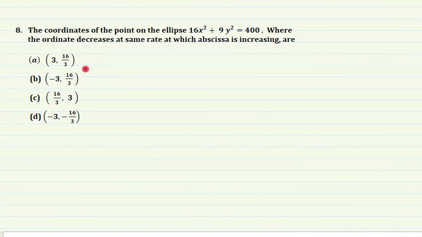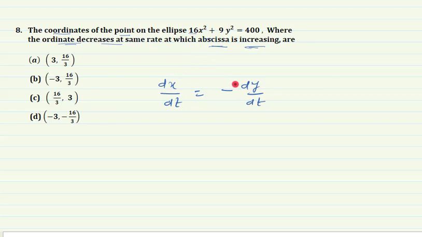Here's the next problem. The coordinate of the point on the ellipse is where the ordinate decreases at the same rate at which abscissa is increasing. We need to calculate that point on the ellipse at which the change in ordinate is the same as abscissa, but one is increasing and the other is decreasing, which means that dx upon dt is equal to minus dy upon dt. So using this relation we can easily calculate.